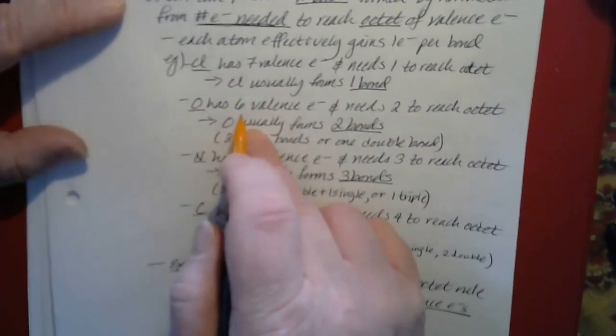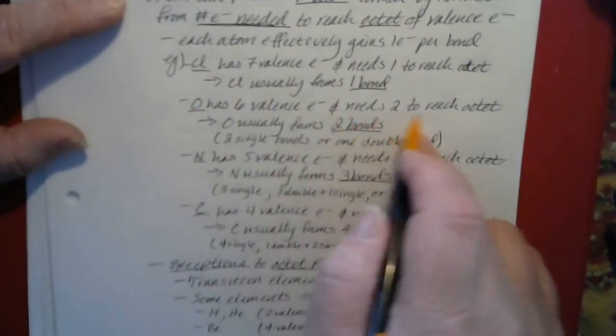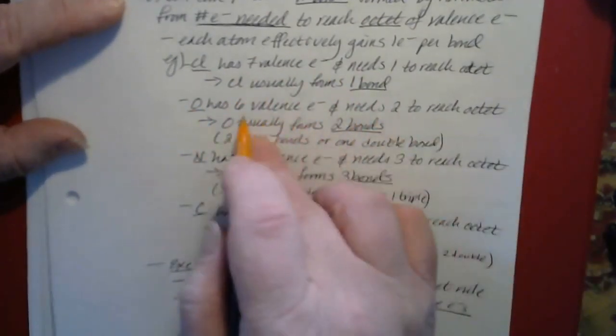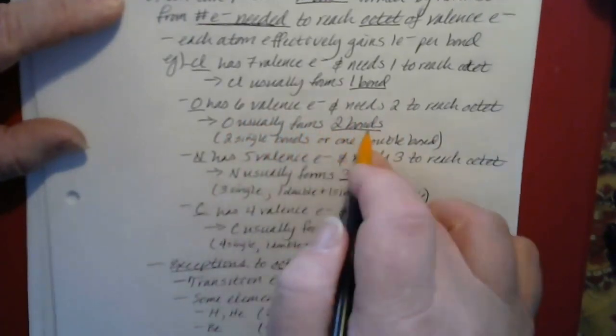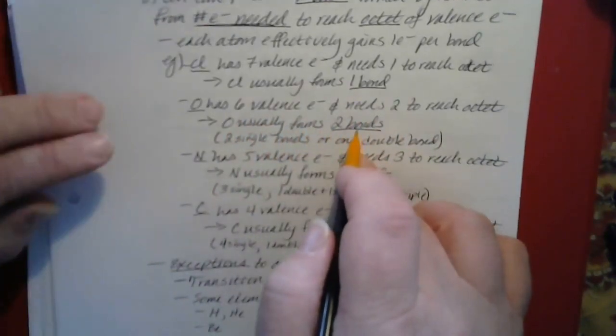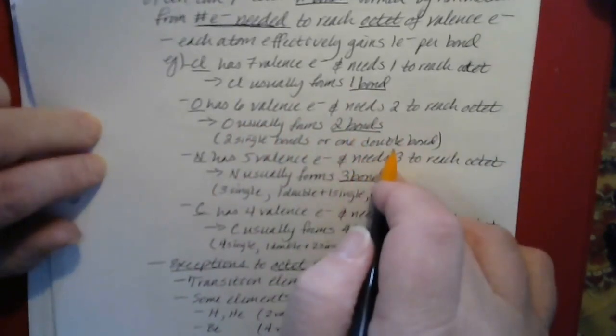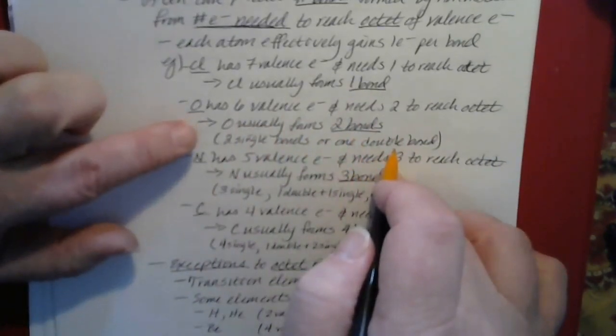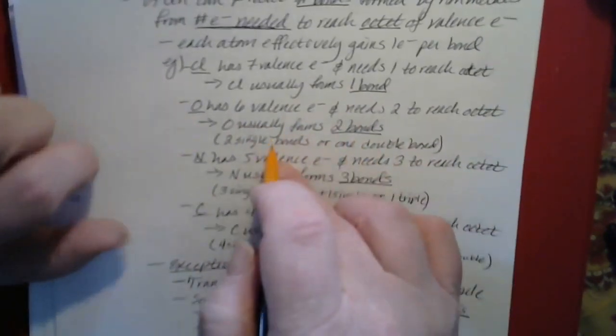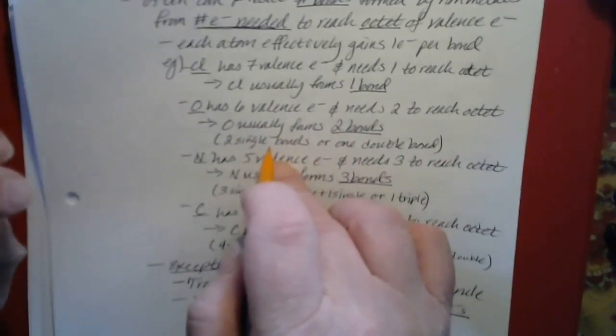Oxygen has 6 valence electrons, and it needs 2 more to reach an octet. So oxygen almost always forms two bonds. Now, those two bonds could take the form of a double bond, like oxygen forms with other oxygen atoms, or it could take the form of two single bonds, like it forms in H2O.